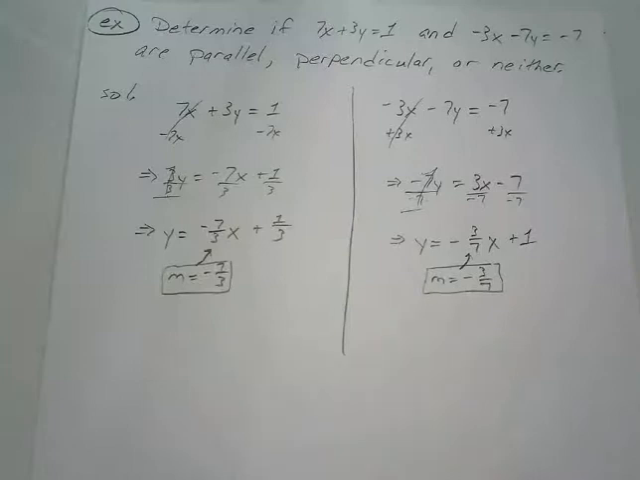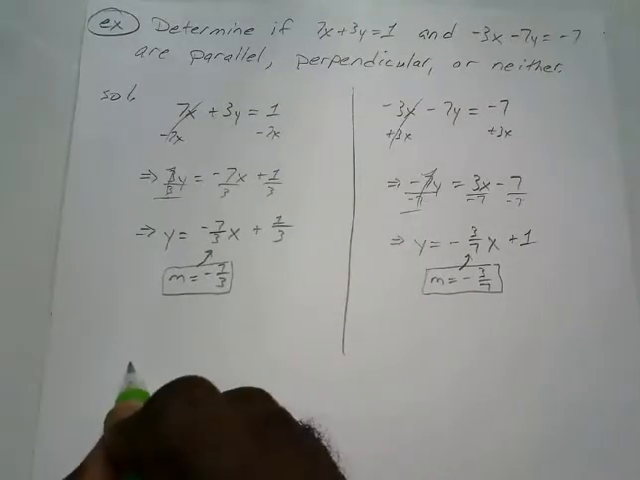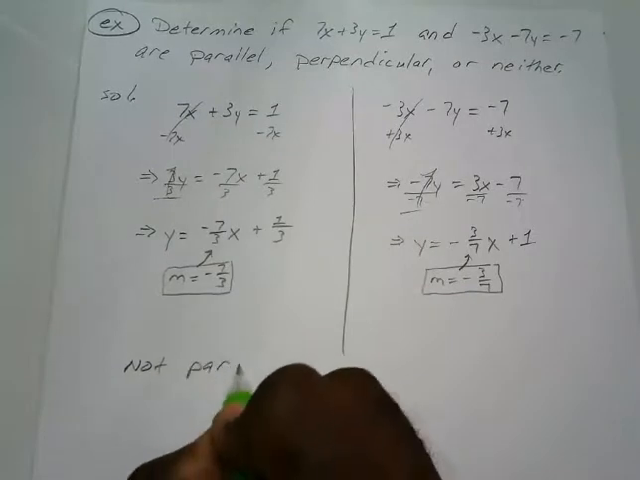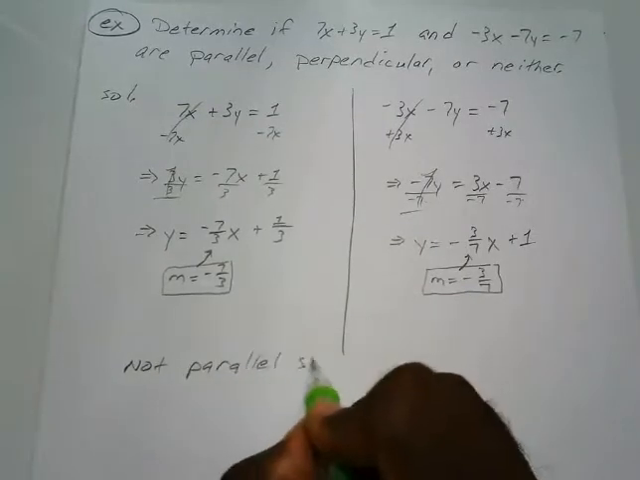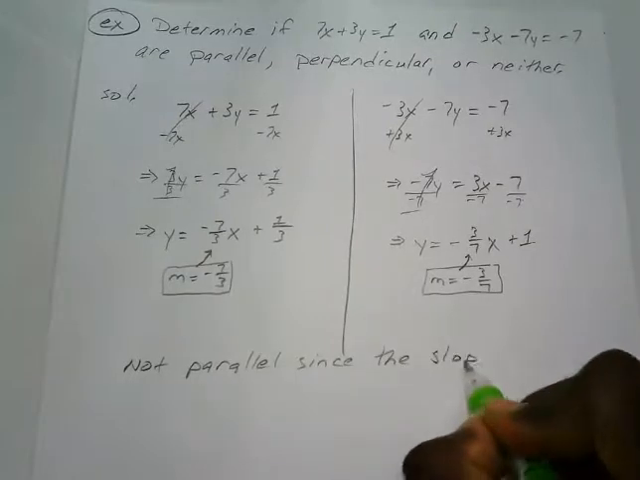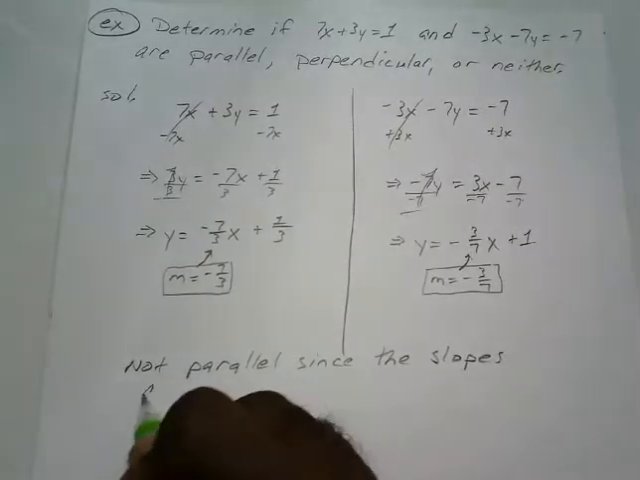Remember, for them to be perpendicular, they have to be both reciprocals and the signs are different. Okay, so because the signs are the same, we know it's not perpendicular. Well, they are not parallel. Okay, not parallel since these slopes are different.